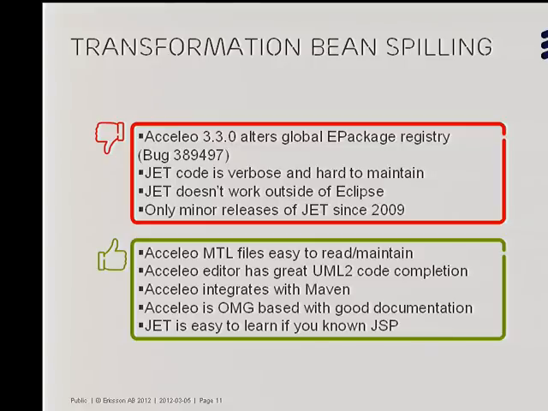So some good things. The reasons why we've decided to use Acceleo now is that the MTL, so that's the extension that they use, the code there is really quite easy to read, really nice to maintain. The editor is really good, with code completion for UML2. It integrates properly with Maven, so that ticks the box from that perspective. It's based on an OMG standard, so it's been well thought through, maybe too well thought through, but it's got good documentation as well, and lots of it. And I thought I'd say one thing nice about Jet: it's easy to write if you know JSP.